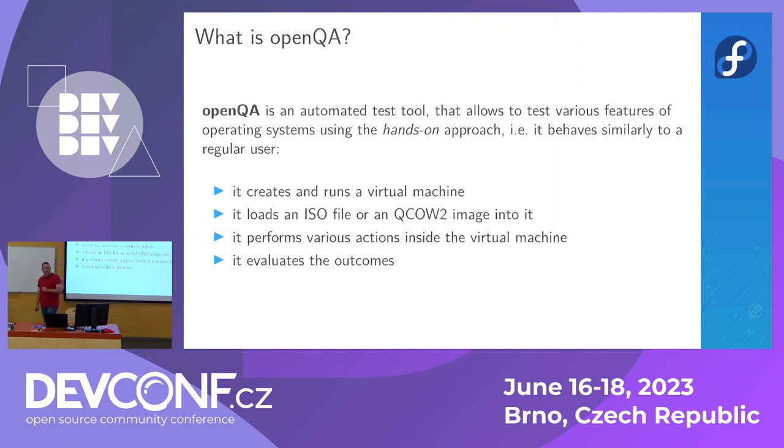OpenQA is an automated test tool. It's mainly developed by SUSE, but we also use it in Fedora, and my colleague Adam Williamson helps developing it too. And openQA is fully integrated into Fedora. It's packaged for Fedora, so if you run Fedora, you can just install it in 15 minutes using the RPM packages.